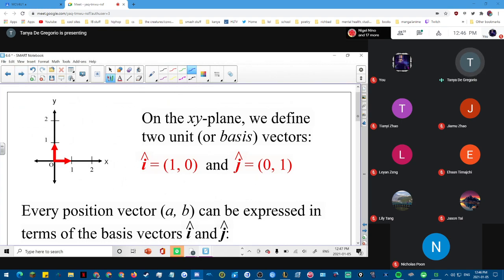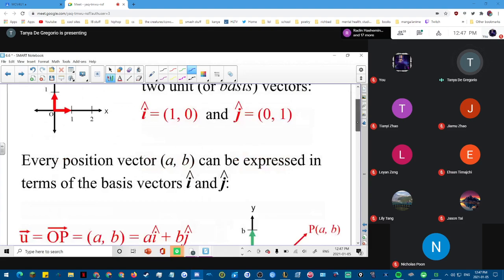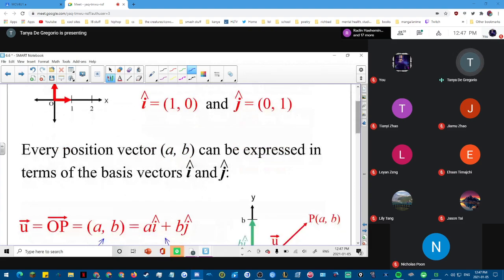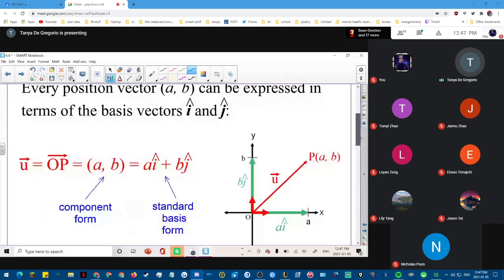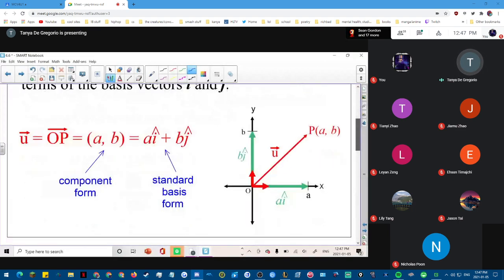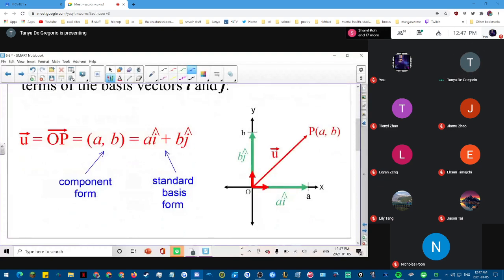Every position vector AB can be expressed in terms of the basis vectors I and J, the unit vectors I and J. So here, if I have in component form A, B, I can just say that it's A, which means how many units I'm moving on my x-axis, multiplied by 1, 0. That's what I is. And then here, I can just say that it's B multiplied by J. So however many units I'm moving on the Y multiplied by 0, 1. Do you guys see that?